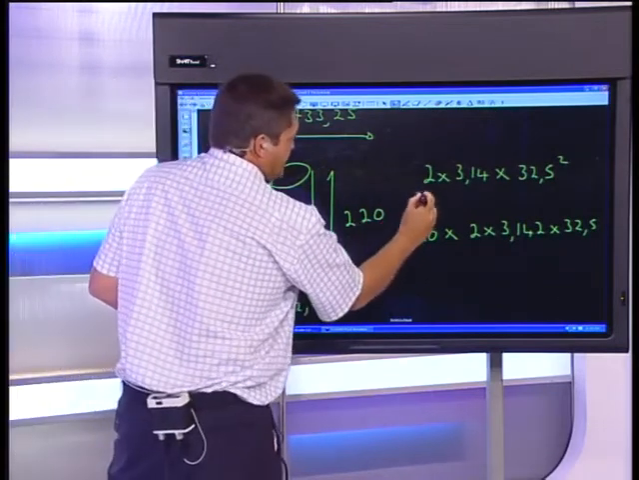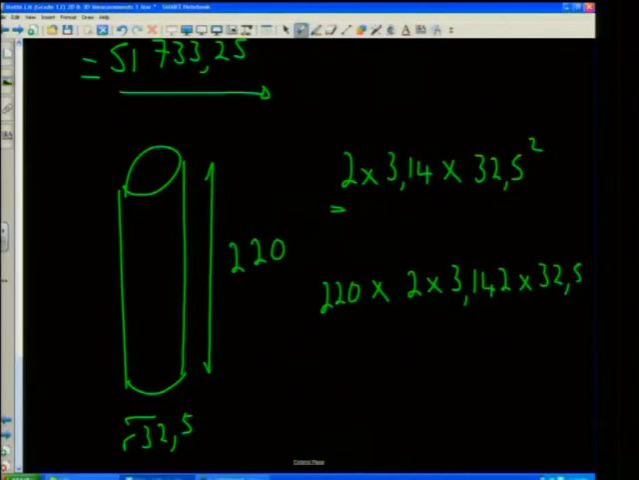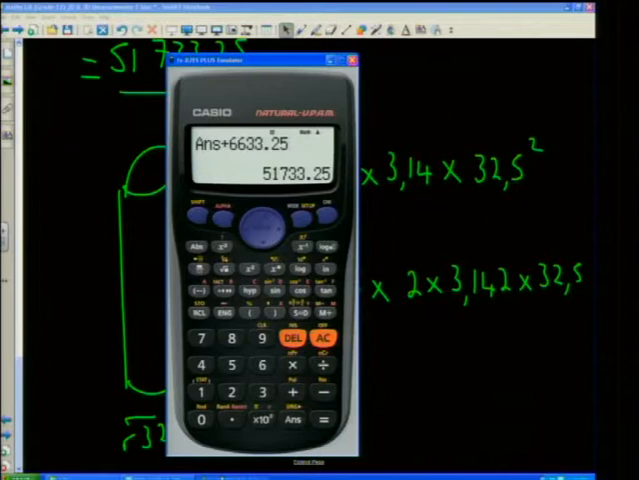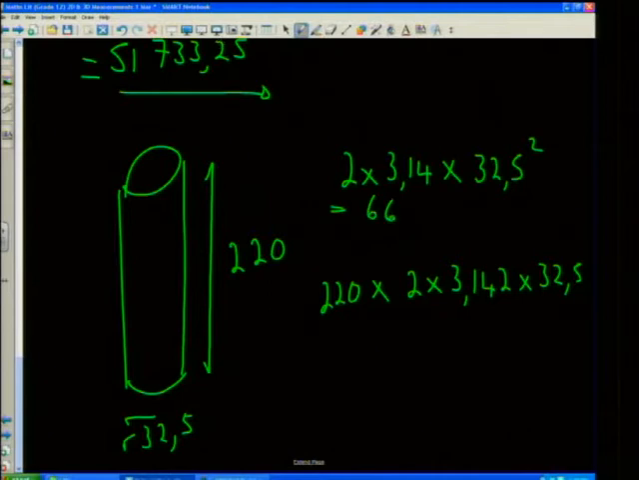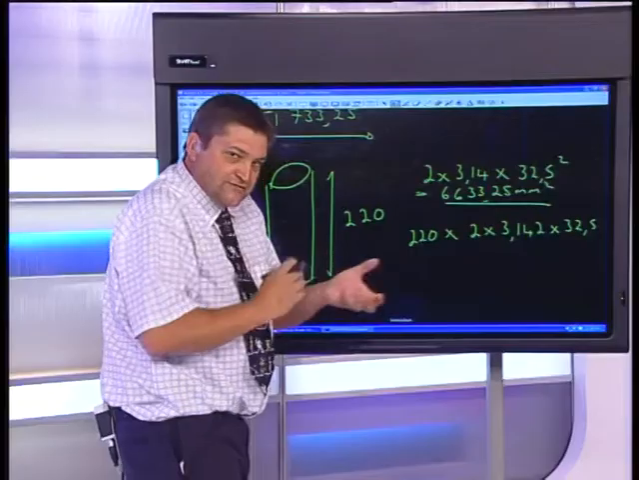So let's do this calculation, folks. With my calculator, clear it, and I'm going to say 2 times 3.14 multiplied by 32.5. We're going to square that answer, and we should get the same that we got last time of 6,633.25. So let's write that down here now. 6,633.25, and we were dealing in millimeters, so my answer is millimeters squared. We've calculated the area just of the 2 circles.